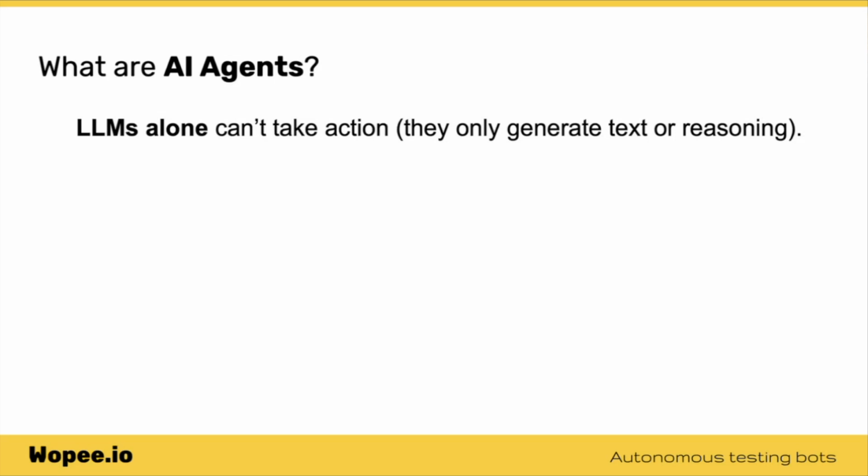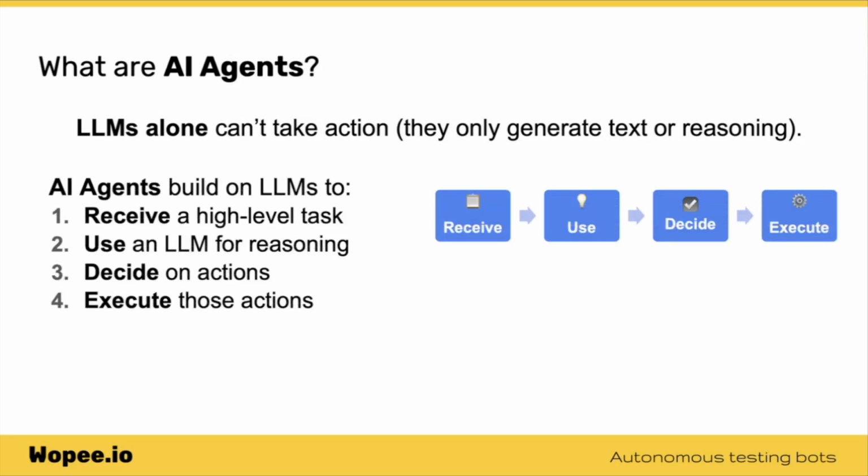Without this feature or behavior, LLMs alone would only be able to generate text or do some reasoning, which are pretty powerful features we use to build an AI agent, but this is not enough. So how does it work? In short, you provide a high-level task and then use the LLM for reasoning and deciding which actions need to be taken. So we are not guiding the LLM through that process. We are asking the LLM to plan and decide what actions to take and then execute these actions.